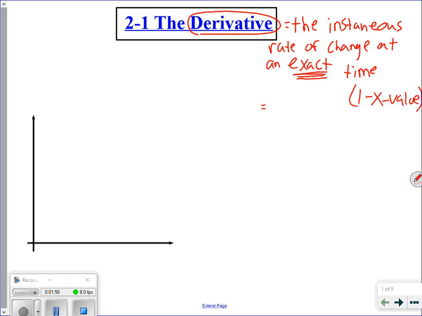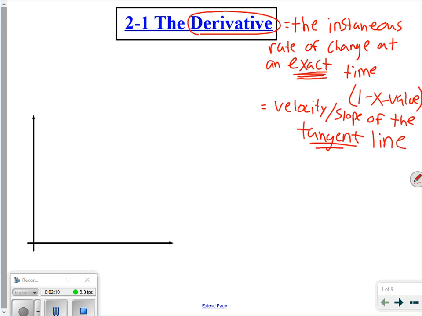This is the same thing as equal to the velocity or the slope of the tangent line. Okay, so beforehand we were looking at the slope of the secant line for average rate of change. But when I'm talking about the slope or the velocity of the tangent line, that's instantaneous rate of change because it's at 1 point and not just 2 points. It's not an average anymore, it's an exact.